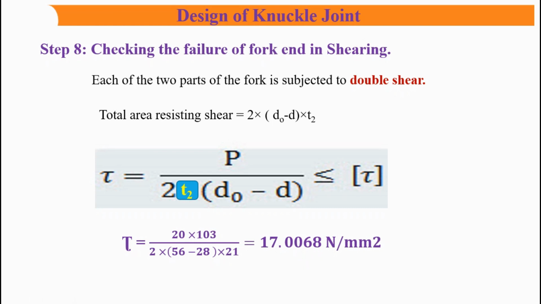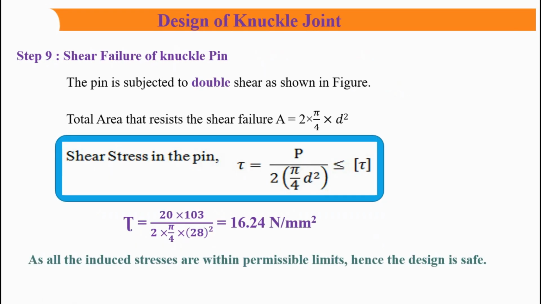And what is our final step? Our final step is to check the knuckle pin, that is failure of knuckle pin under shear. We need to check the area resisting the shear failure, that is A is equal to twice of pi by 4 D square. Why have I used 2 here? Because our pin is subjected to double shear.